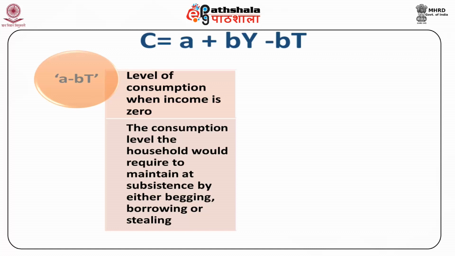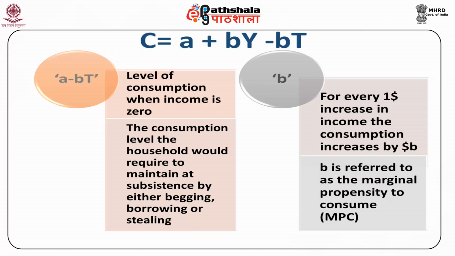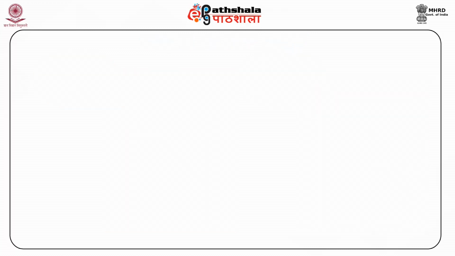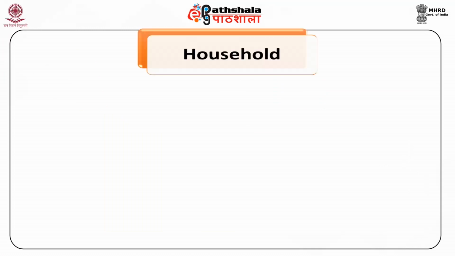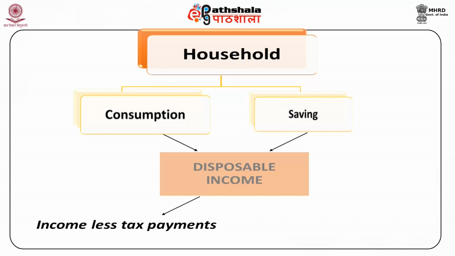The slope of the consumption function is B. For every $1 increase in income, the consumption increases by $B. B is referred to as the marginal propensity to consume, or MPC. It should also be noted that for the household, consumption and saving decisions are based on disposable income. The disposable income is income less tax payments, that is, the income that is left for final disposal.